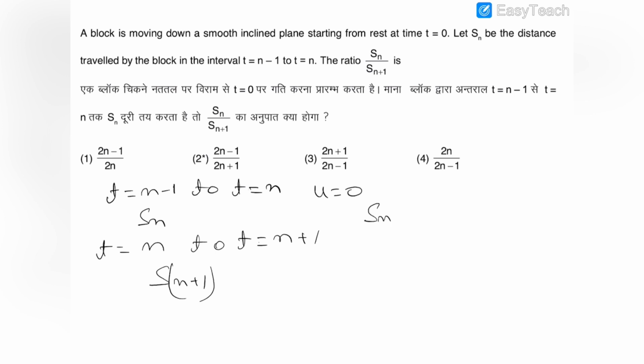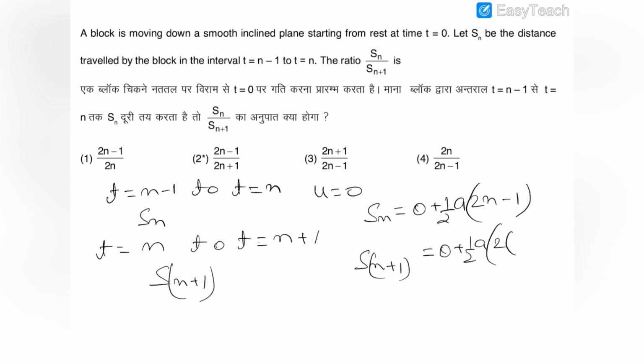So S_n will be equal to 0 plus half a into (2n minus 1), and S_(n+1) will be equal to 0 plus half a into (2n plus 1). So S_n upon S_(n+1) will be equal to (2n minus 1) upon (2n plus 1). So the correct answer is option B. Now we move on to the next problem.